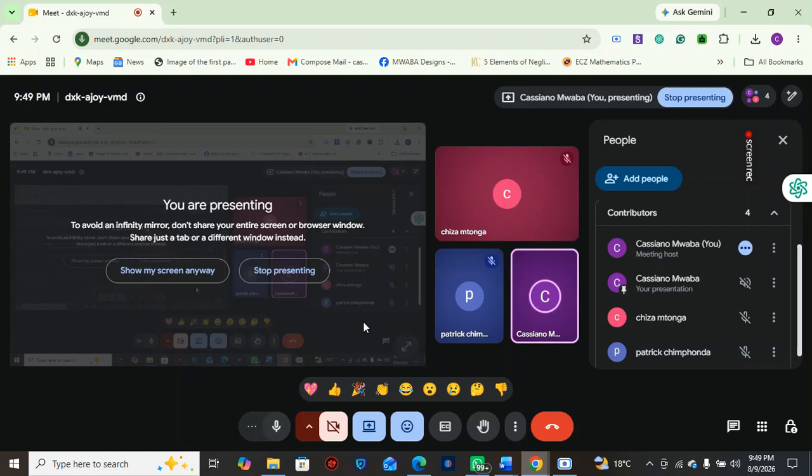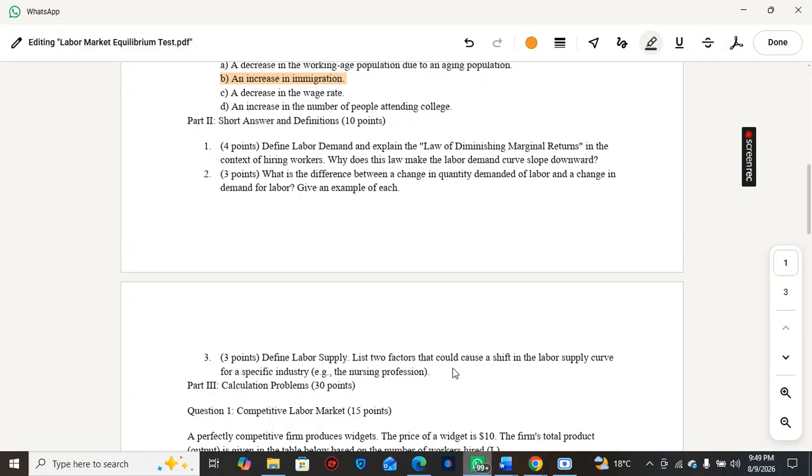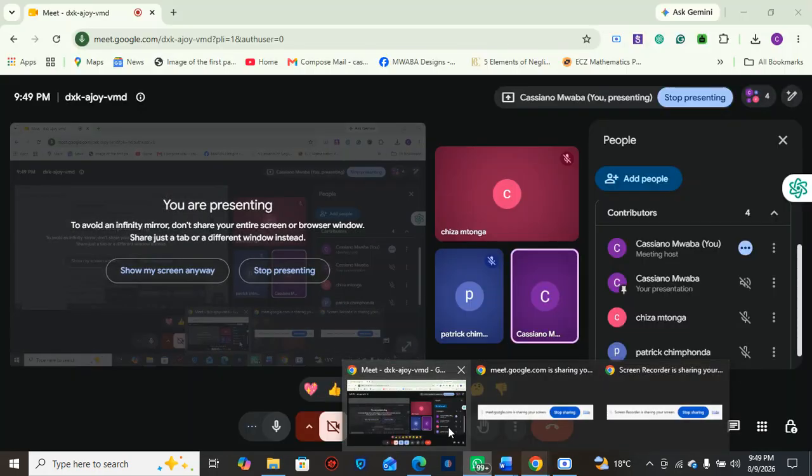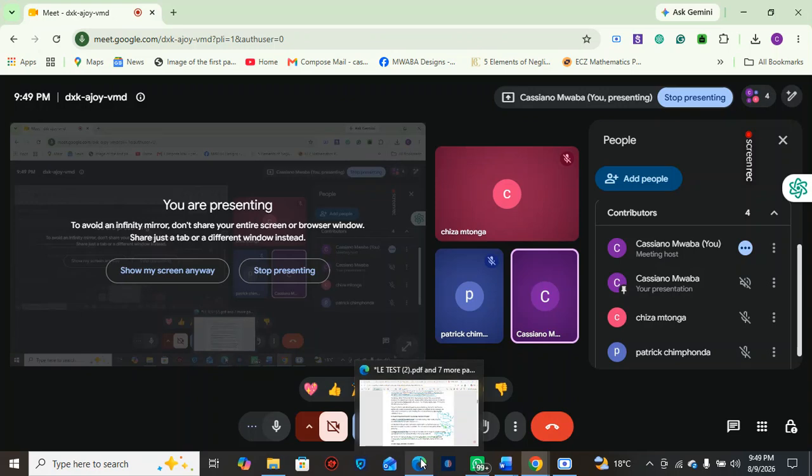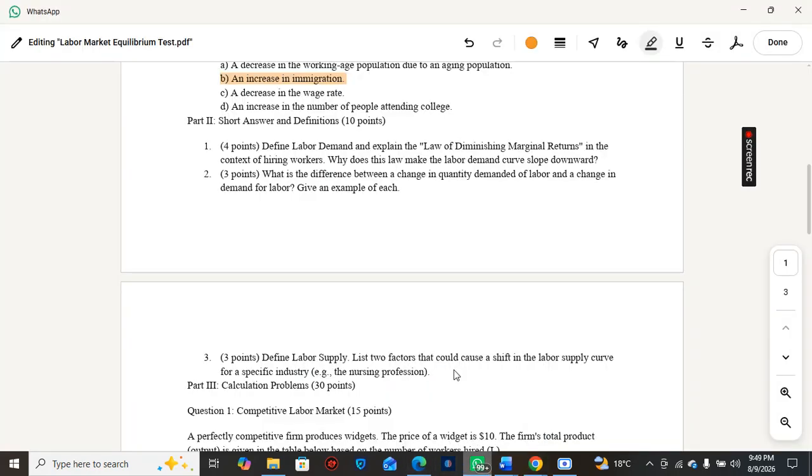Okay, colleagues, those are two factors that can affect the labor supply. Any questions?